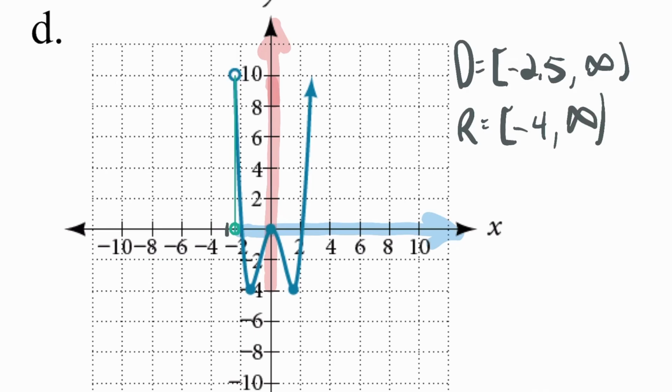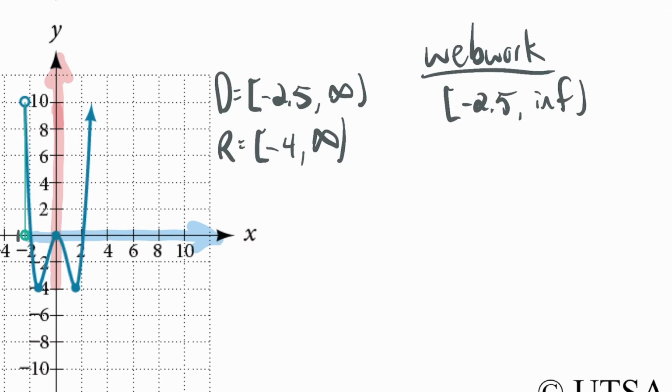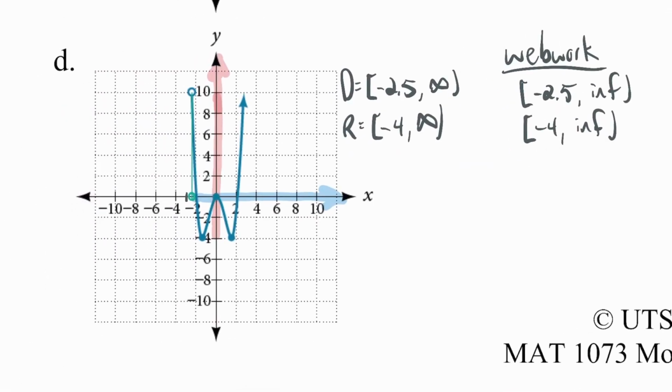Okay. And as I said earlier, in WebWork, of course, you don't have an infinity button. So you could say negative 2.5 comma inf, or for the range, negative 4 comma inf. Okay, so that's basically how you determine domain and range based on a graph.